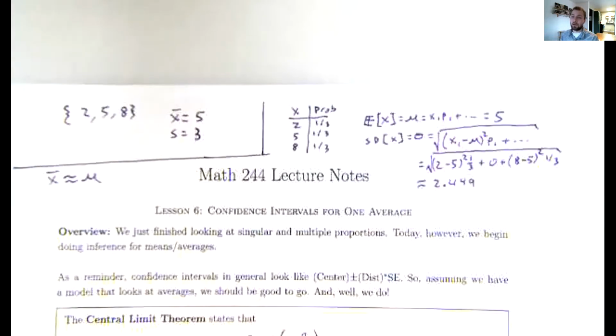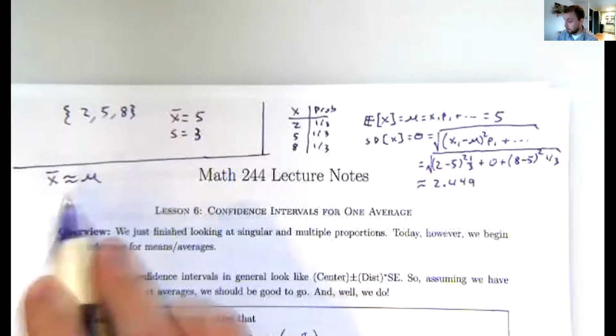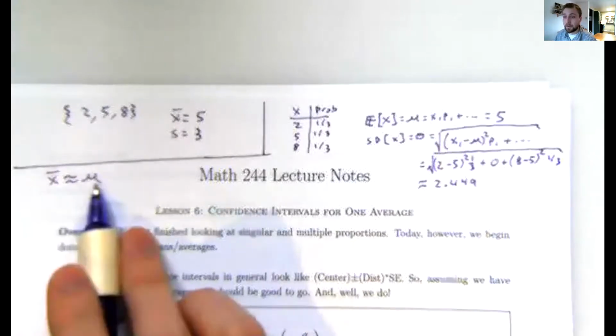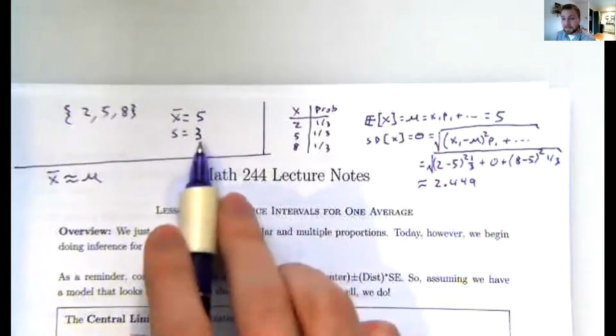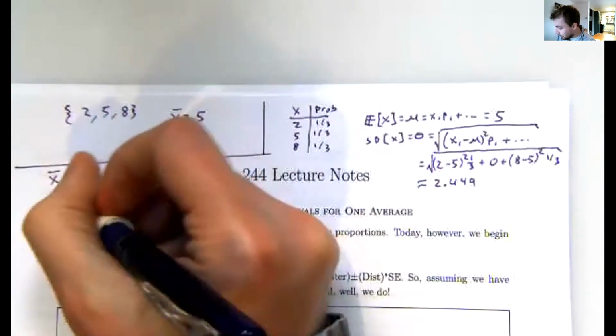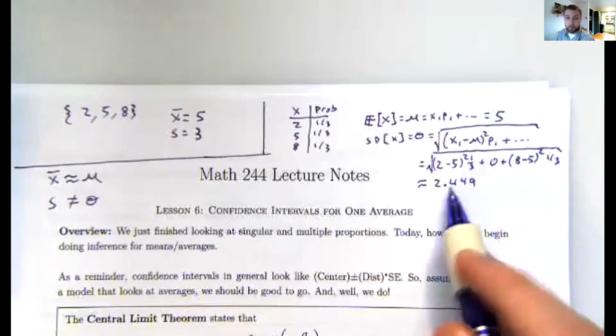So if I go out and I measure 6,000 frogs, and I find that they have an average weight of 1 ounce, I would expect the average weight of all frogs to be really close to 1 ounce. I expect that my sample average for really large samples looks a lot like my population average. Unfortunately, I can't say the same thing here for the standard deviation. I had a standard deviation of 3, and 3 is not the same thing as 2.449.